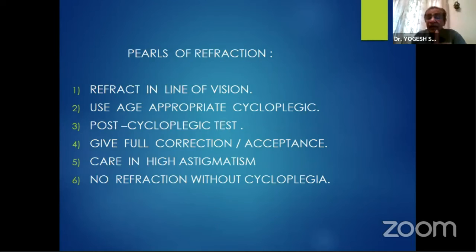Now, care in high astigmatism, I told you, no refraction without cycloplegia. Please, even up to 18 years, I do it even up to 21 years, do not refract, do not give spectacle correction without a cycloplegic refraction. Please, please, and please. I have very categorically given that in my book also, there's a full chapter on cycloplegia, how to do refraction and all that. It is published by JP Brothers. You can see it if you want.